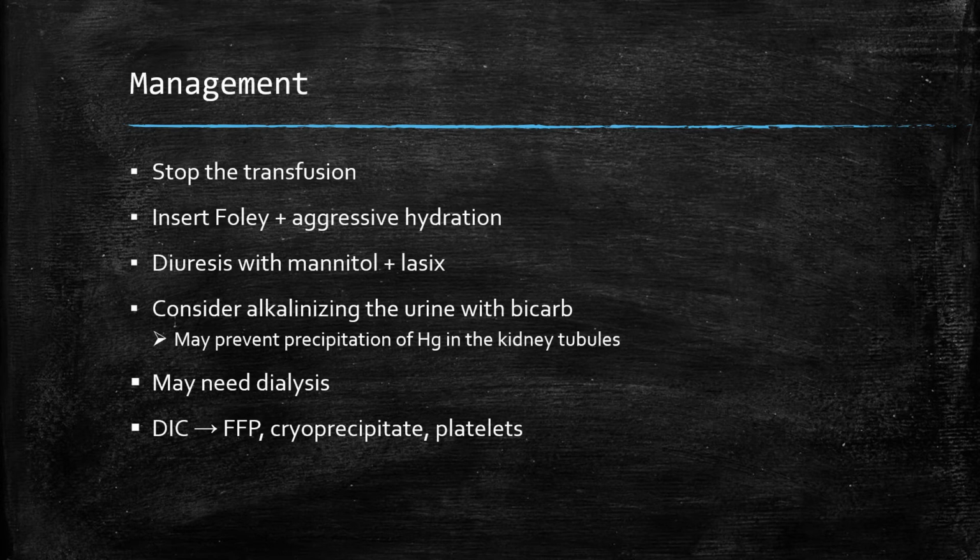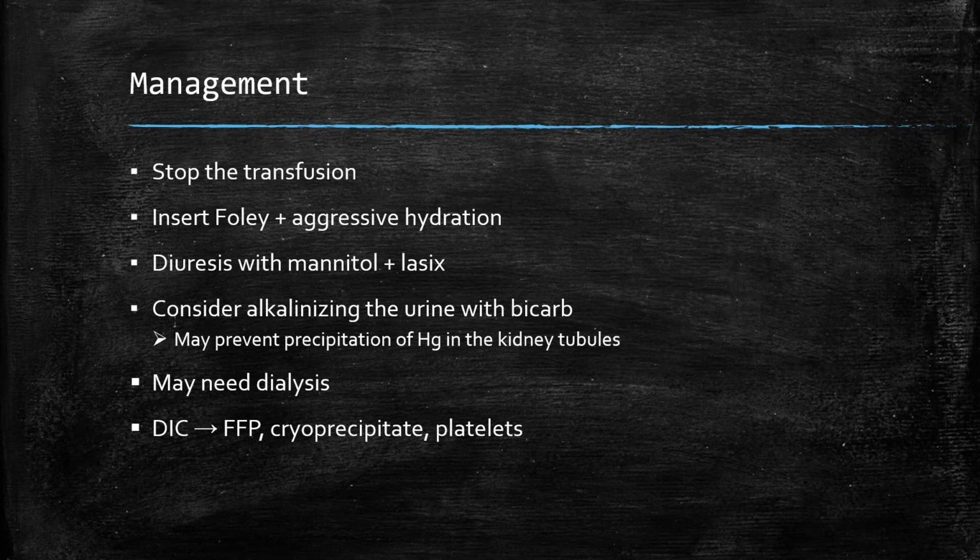For a patient with a suspected acute transfusion reaction, the first step, of course, is to stop the transfusion. This will usually have been done by the nurse attending to the patient. The second step is to try to prevent precipitation of hemoglobin in the kidney tubules. And so the patient is generally going to be aggressively hydrated with normal saline, and then a diuresis will be instituted with mannitol and Lasix.